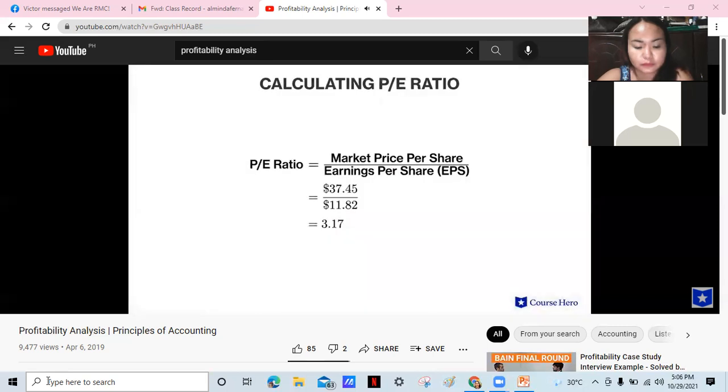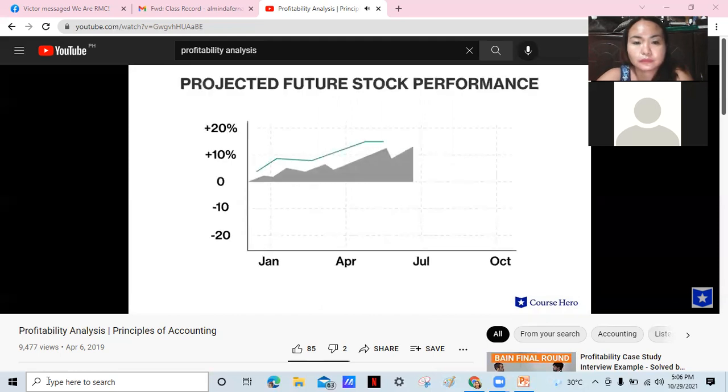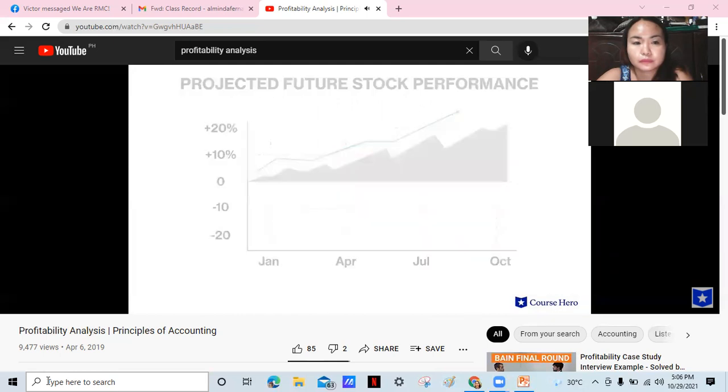The PE ratio is computed by dividing the market price per share, assume $37.45, by the earnings per share. A 3.17 PE ratio indicates that the market is willing to pay more than 3 times the amount of earnings per share for that share of stock. The higher the PE ratio, the more confident the market feels about the future performance of that stock.